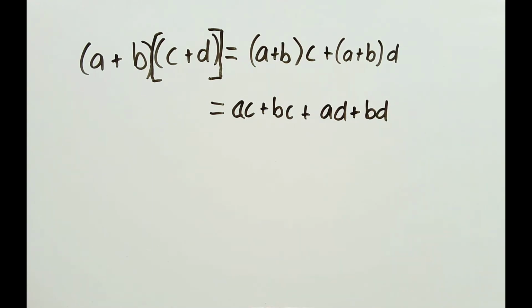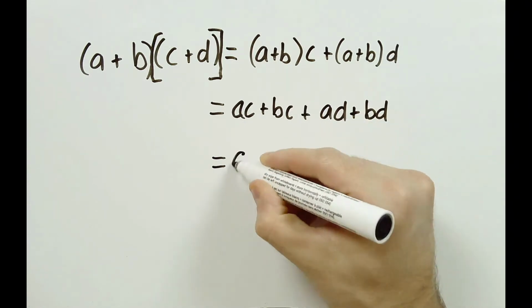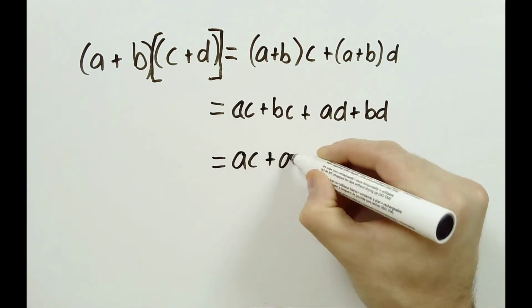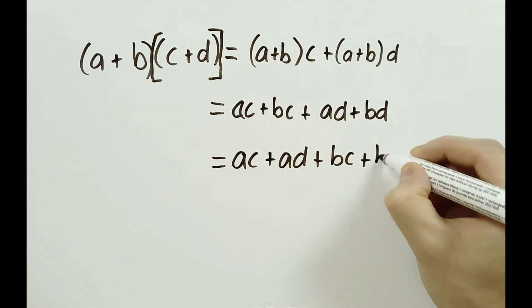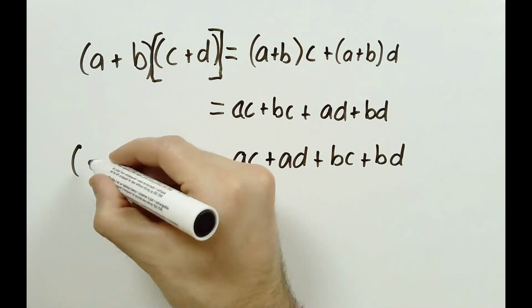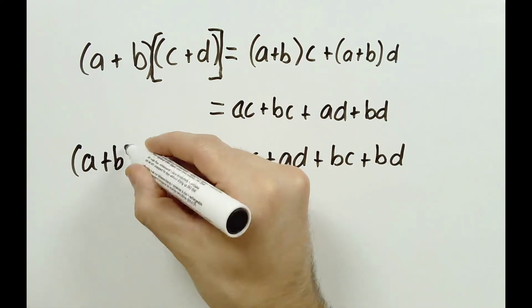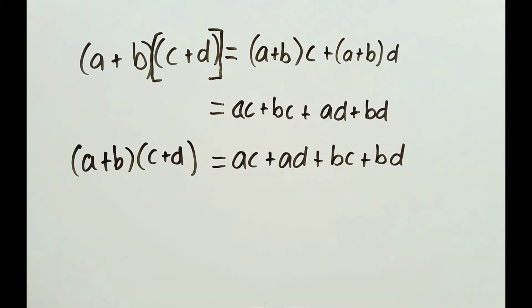So if we just rearrange this a little bit differently, we can see we're left with AC plus AD plus BC plus BD. And if we rewrite our set of brackets out the front, we can see that we can actually get these same values.